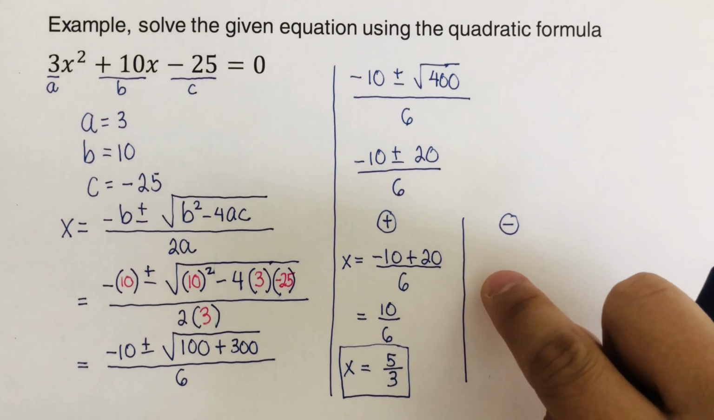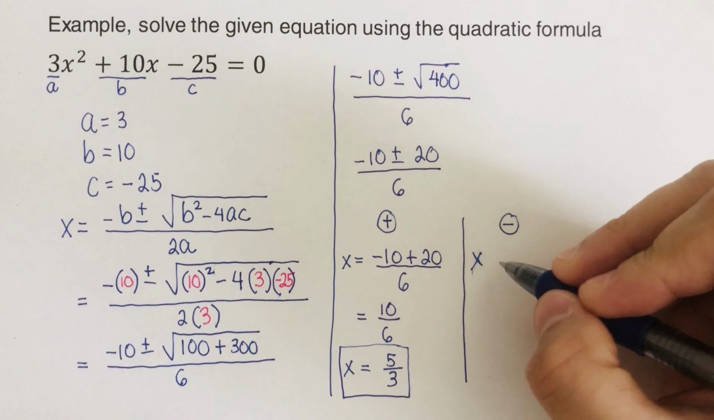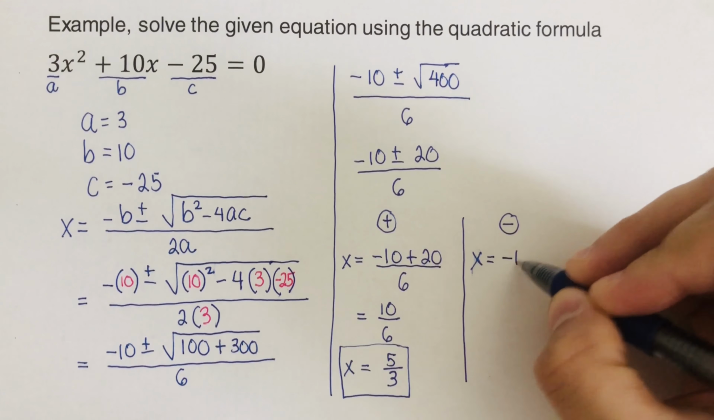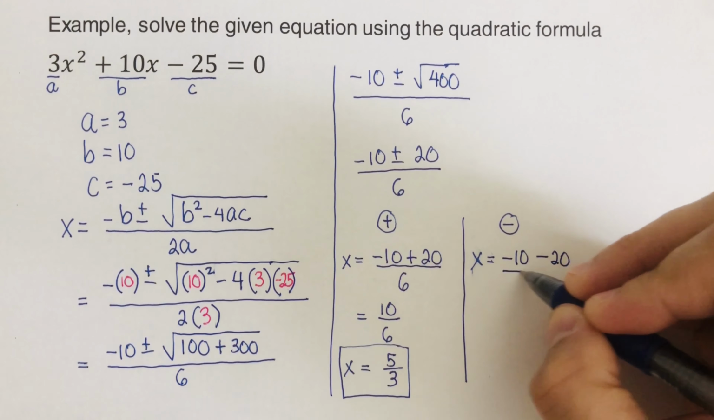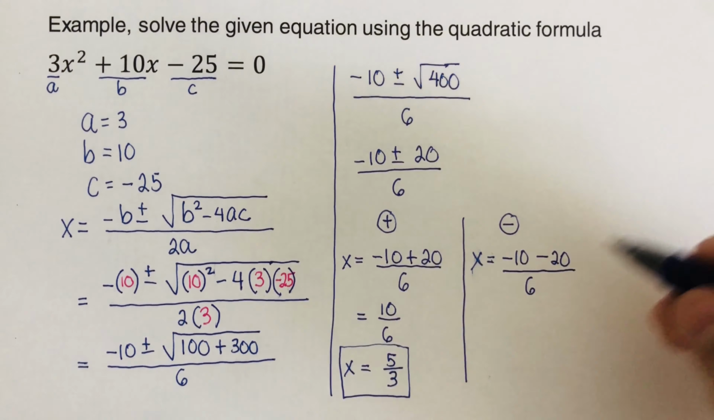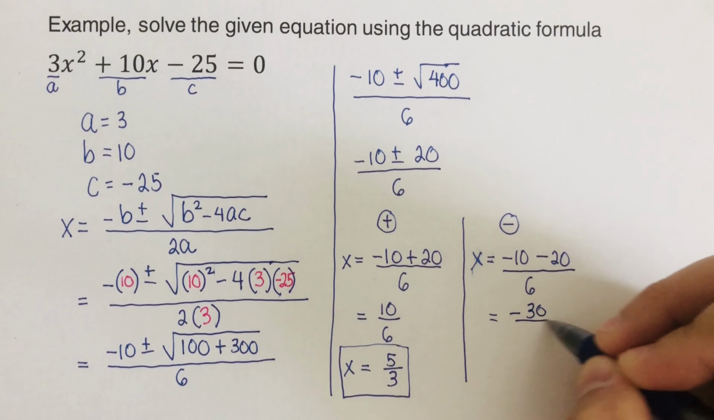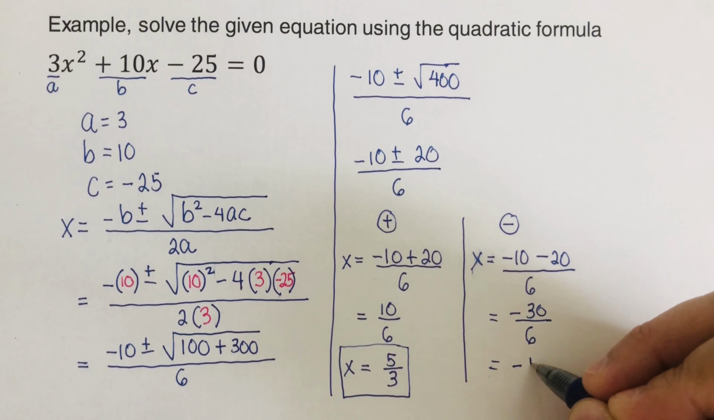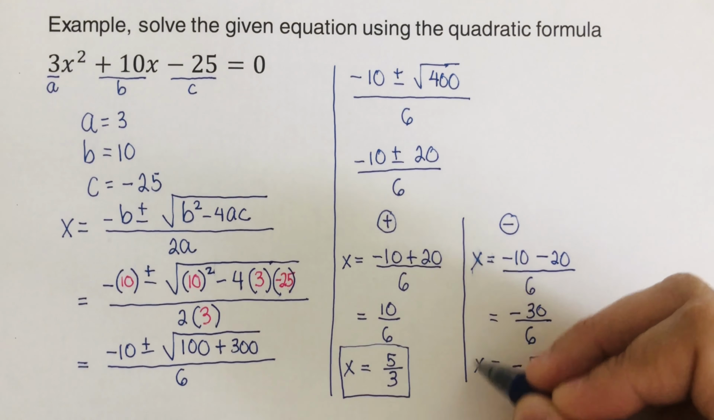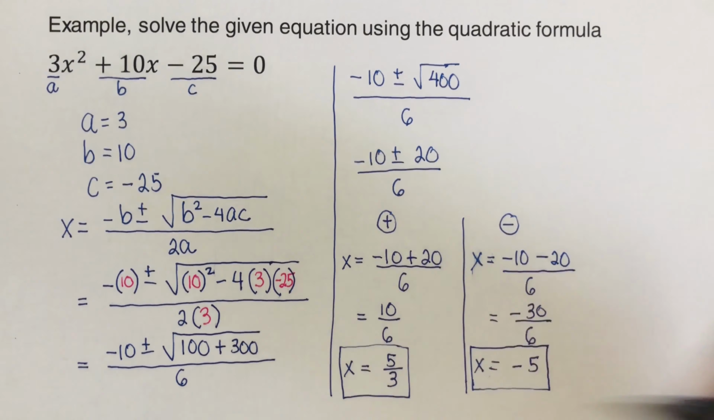For the second x here, that would be a minus. It's a plus and minus. So this would be equal to negative 10 minus 20 over 6. Negative 10 minus 20 is negative 30, over 6 is negative 5. So this is the second x. So we actually have two x's here, and they're all real roots.